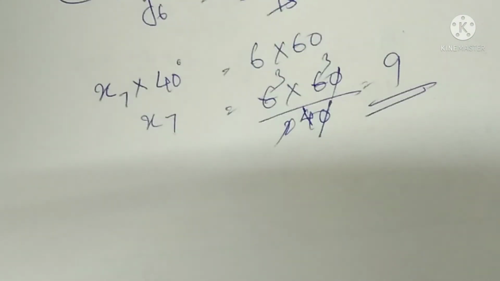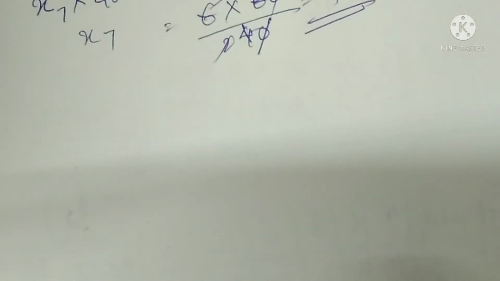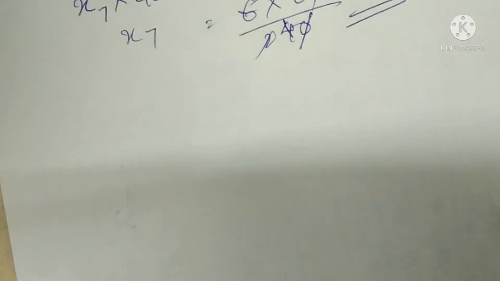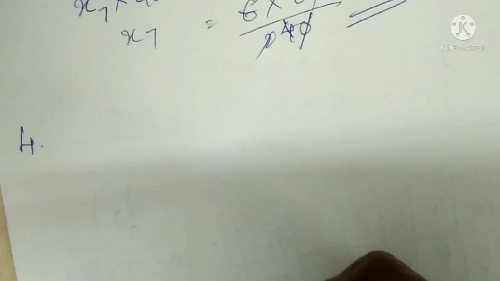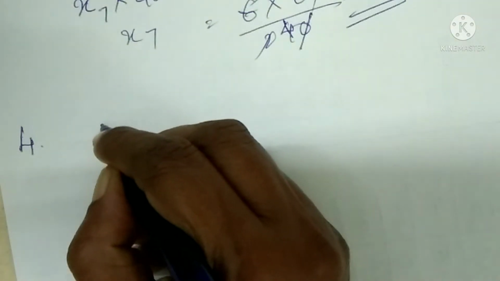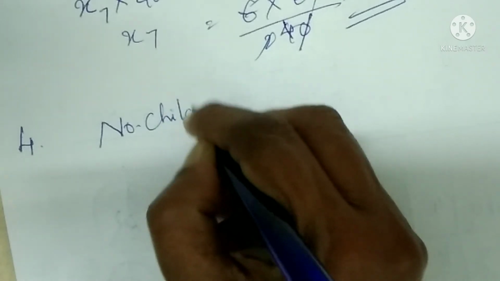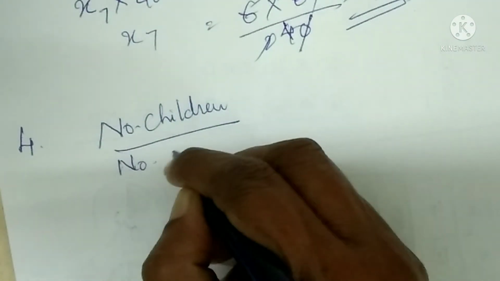Now question number 4 is, if a box of sweets is divided among 24 students, 24 children, they will get 5 sweets each. If number of students are number of children and number of sweets.